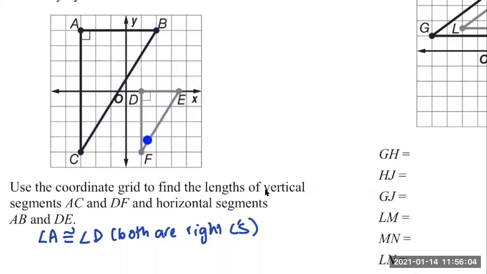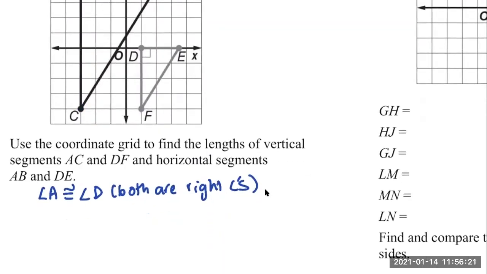AB and EF. Yeah, so either thinking of it as distance formula or thinking of it as Pythagorean theorem, you can find the lengths, but it's not as easy to do. Whereas vertical and horizontal, we can just count the number of points, right?